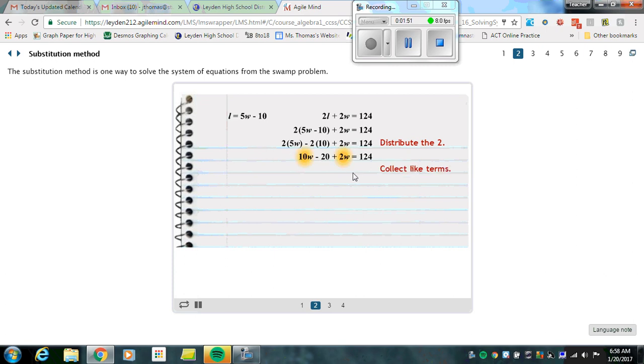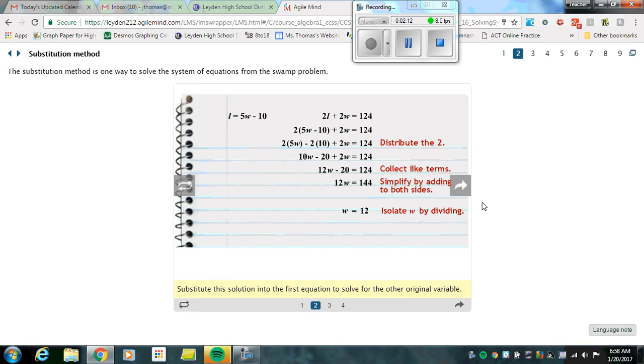And now I want to combine like terms. 10W plus 2W is 12W. I now want to get W by itself, so the opposite of negative 20 is positive 20. 124 plus 20 is 144. To get W by itself, I divide both sides by 12. So my final answer is W equals 12.